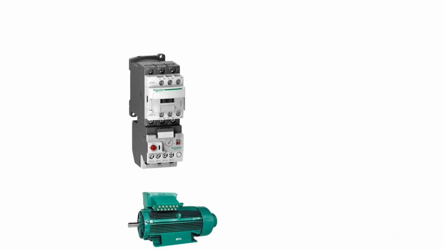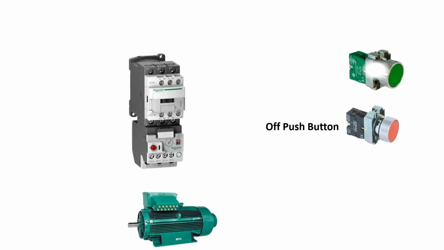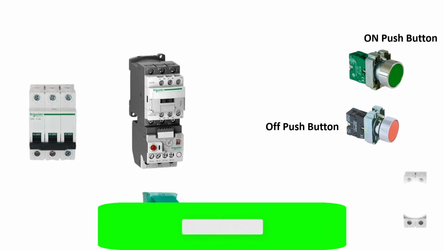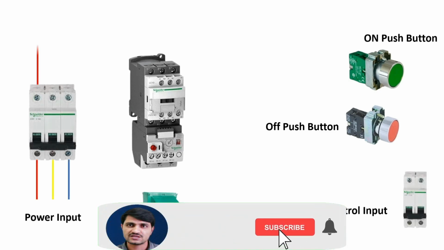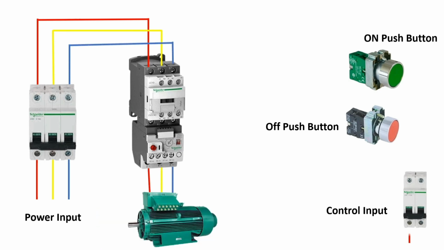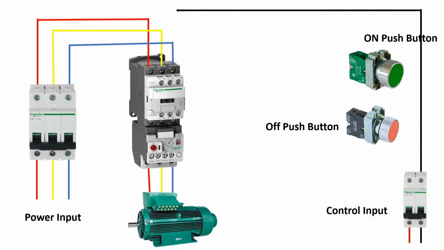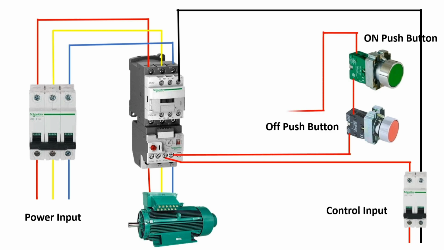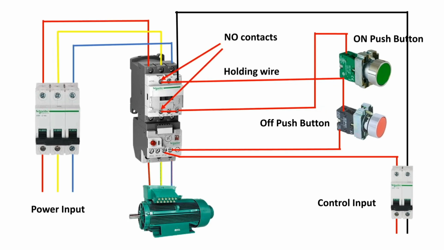In today's tutorial we will discuss, what is a direct online starter? DOL starter, direct online starter, is also known as across-the-line starter. DOL starter is a device consisting of main contactor, protective devices and overload relay which is used for motor starting operations. It is used for low rating, usually below 5 HP motors.